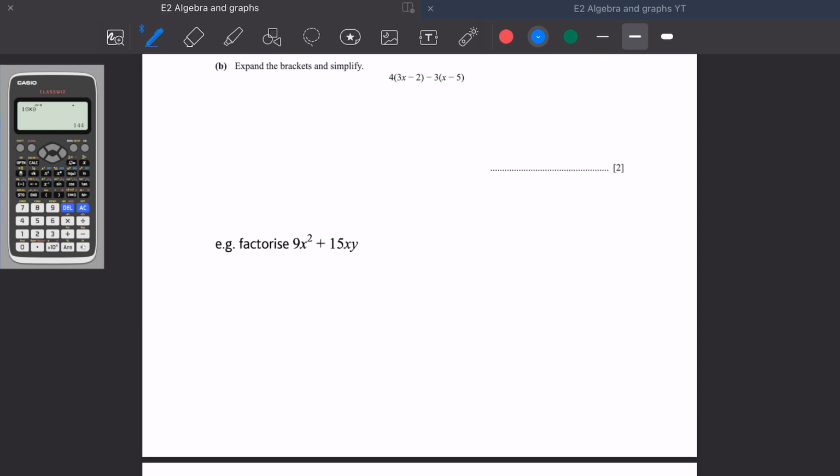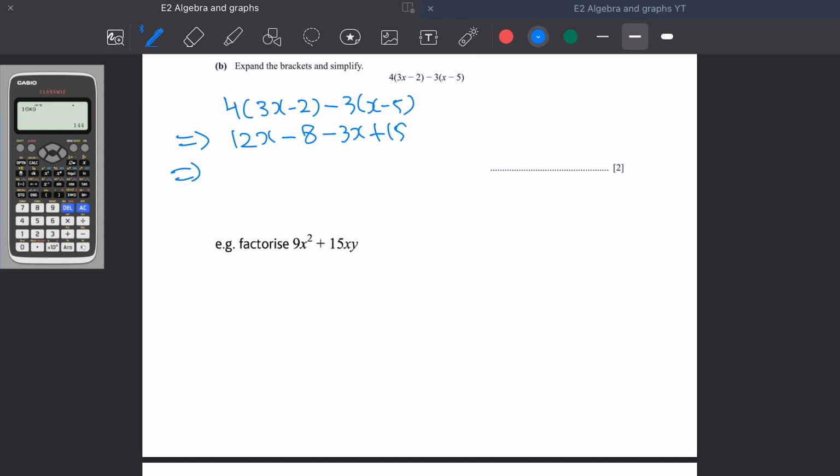Now the next question is expand the bracket and simplify. 4 into 3x minus 2 minus 3 into x minus 5. Let's read the question. 4 into 3x minus 2 minus 3 into x minus 5. This becomes 4 into 3x, 12x. 4 into negative 2, minus 8. Minus 3 into x, minus 3x. Minus 3 into minus 5, plus 15.